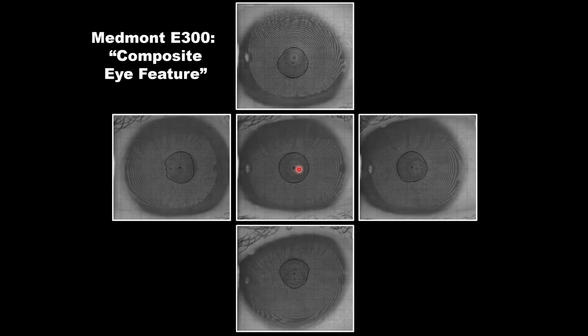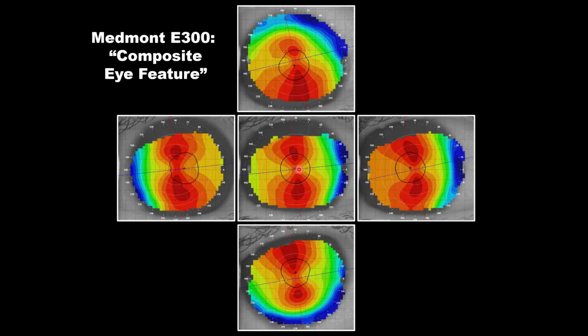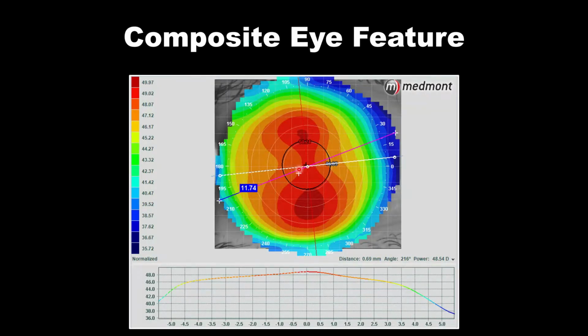So now we have 5 images to convert to topography, stretching our understanding of the peripheral cornea all the way around 360 degrees. So this creates the larger composite eye view, giving us an incredibly large area of information, in this case 11.7, more than the diameter of any Ortho-K lens that we might fit.